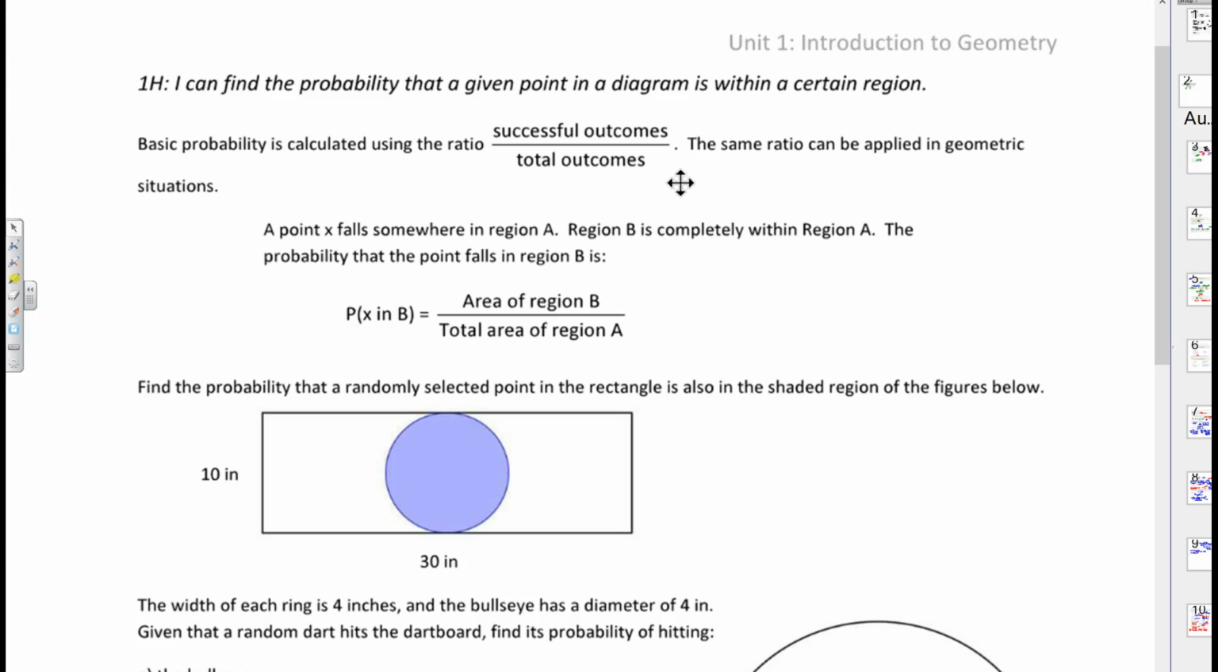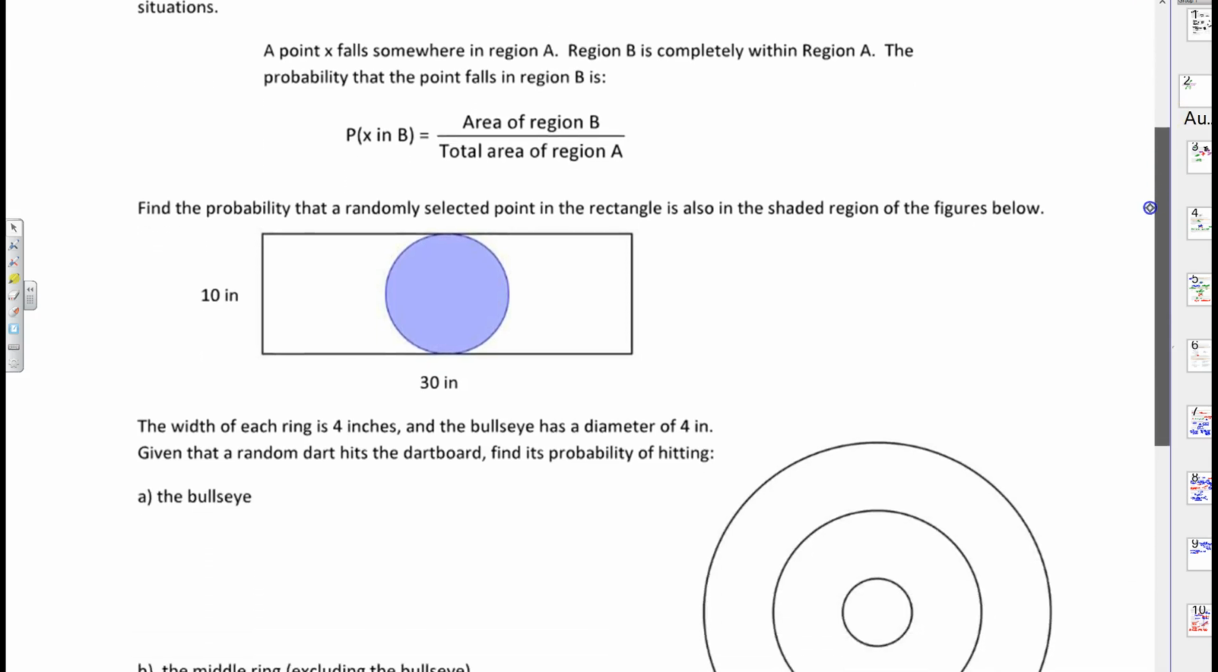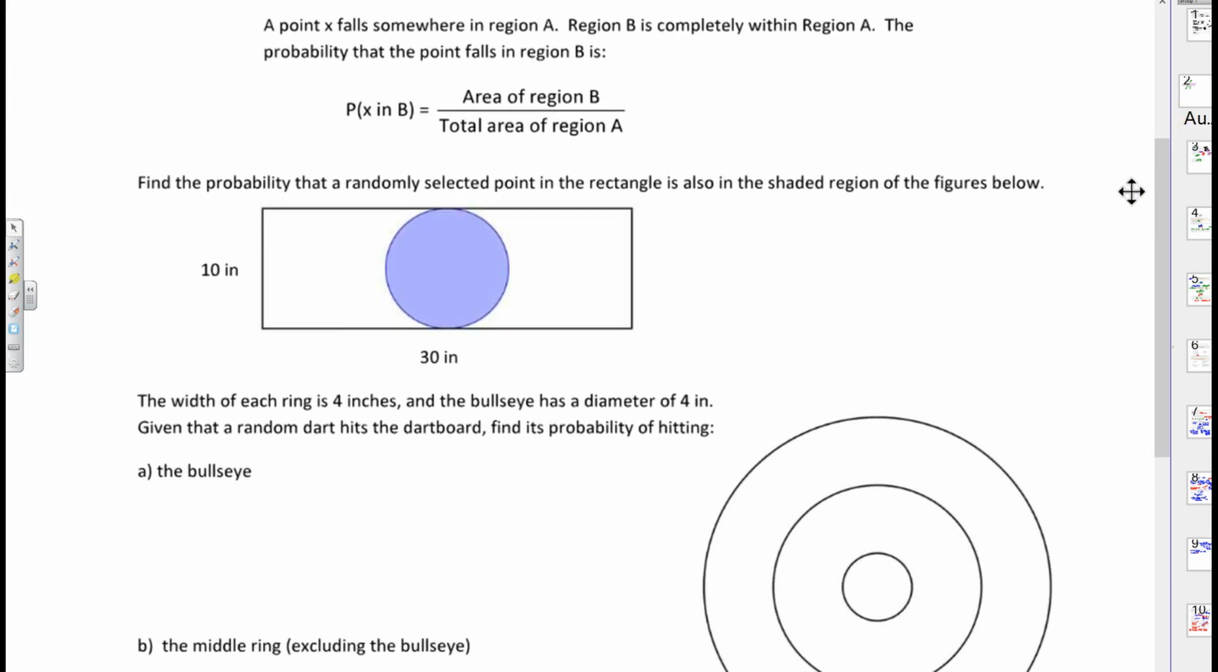For example, point X is going to fall somewhere in region A, and region B is completely within region A, and I want to determine the probability that a point falls in region B. All we do is we do the area that we're interested in, that region B, and we divide it by all of the possible area, the total area of region A. So let's take a look at this one down here.